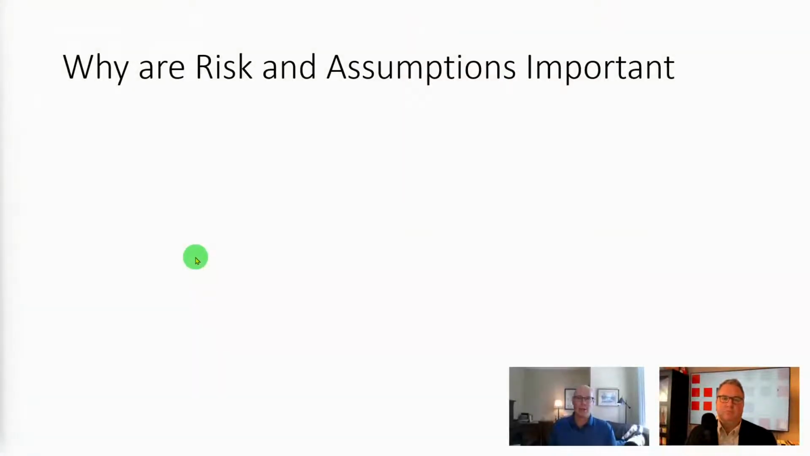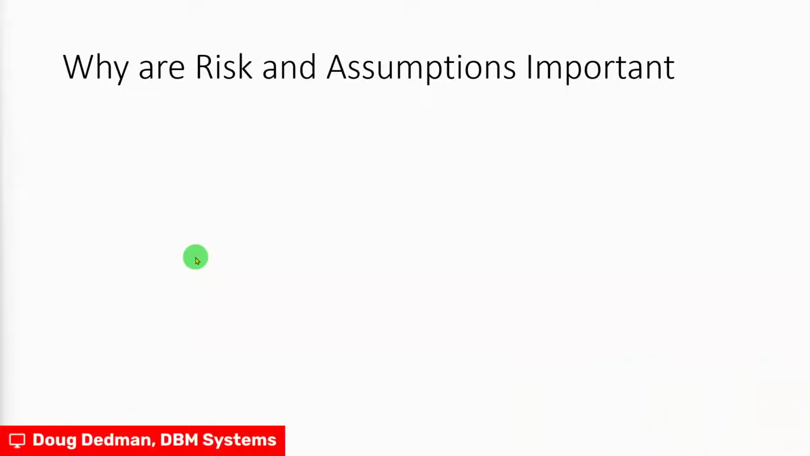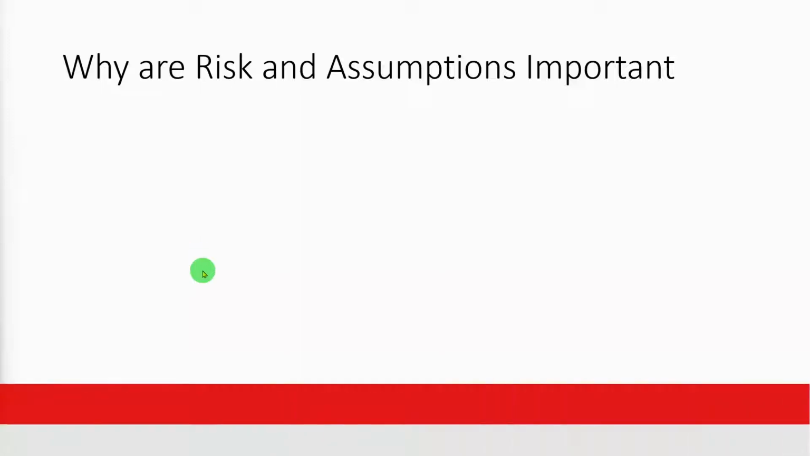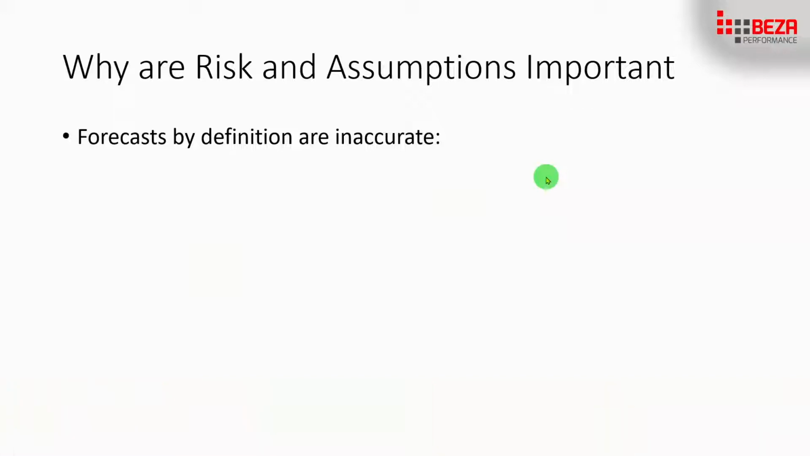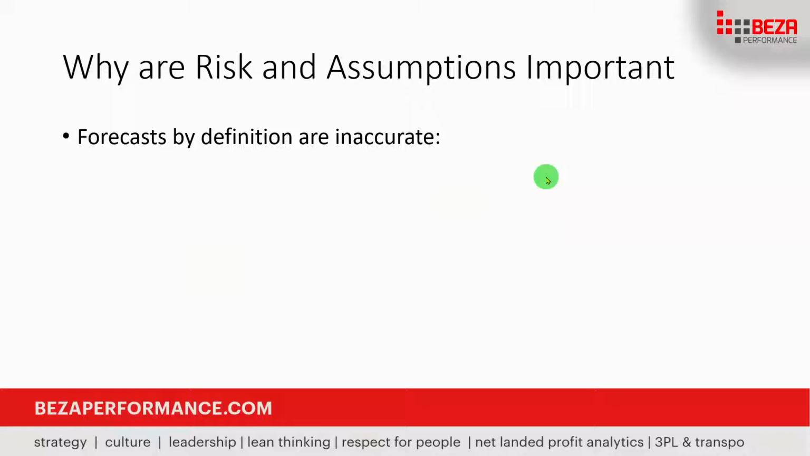Sure. So I think it's a good segue into that side of things, and maybe a bit of a discussion as to why I feel the risks and assumptions are an important part of the S&OP process. I put a few points down to tee this topic up, as to why, when we think about the executive S&OP process, risks and assumptions are important. The first one I would pick is that forecasts by definition are inaccurate. If you recall, when we talked about demand planning, we said demand planning is a broader subject than just forecasting, but the forecast is part of the demand plan.